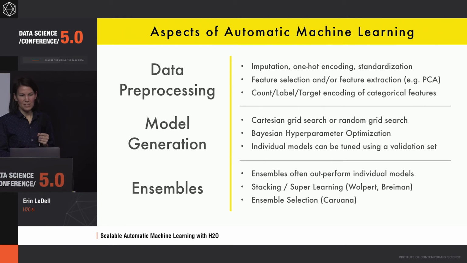For model generation, we can do all sorts of different things. The most popular would be maybe a random search or maybe Bayesian hyperparameter optimization.